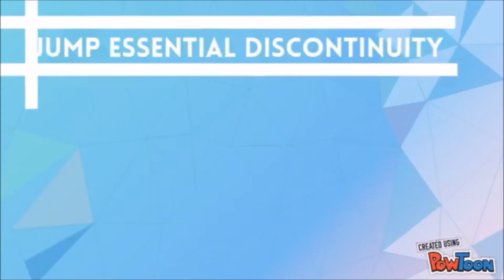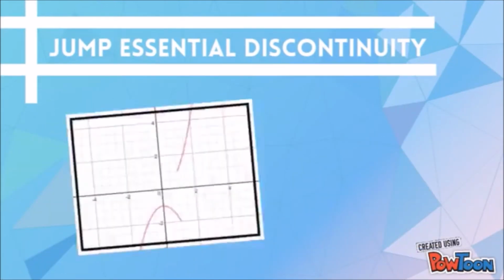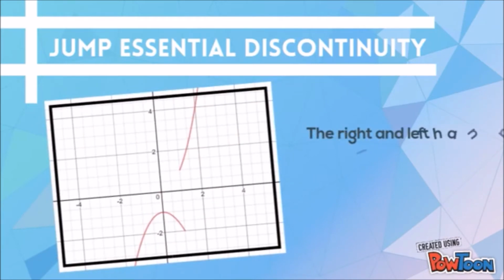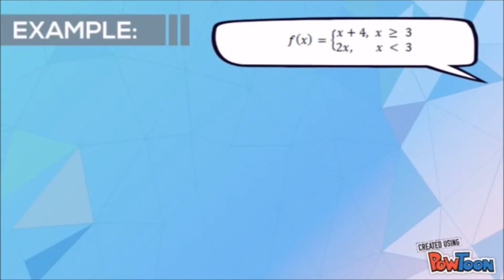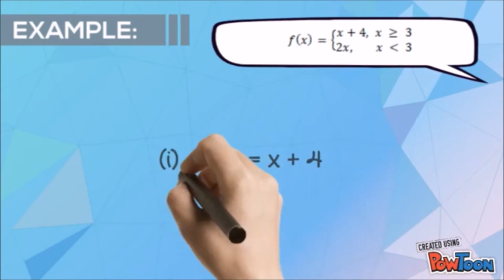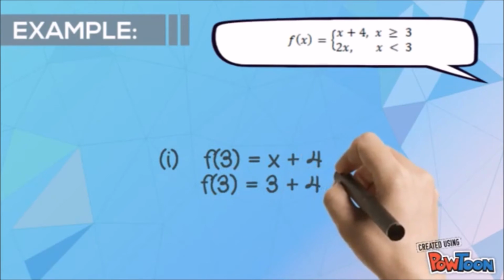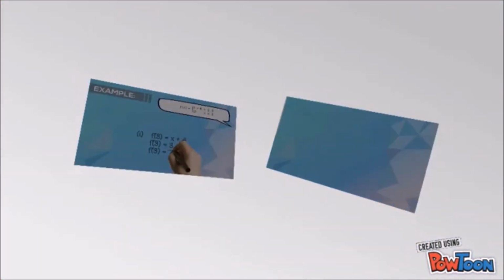Alright, thanks again, partner. So moving on, let us talk about the second type of discontinuity, which is the jump essential discontinuity. Jump essential discontinuity looks like this, wherein the right and left hand limits both exist but aren't equal to each other. For example, in order to get the f of c, we need to look at the function which has the condition equal to the value of x, and that is the first function. Simply substitute the given x to the function and voila! We already have the f of c.